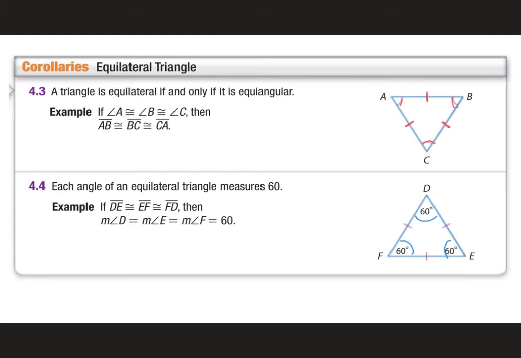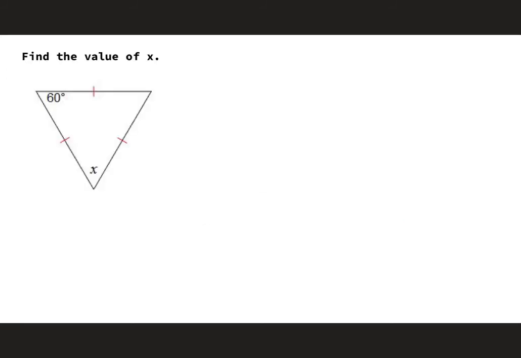Doesn't matter how large the triangle is, how small the triangle is. If it's equilateral, then all angles will be 60 degrees. So we can use this relationship to find missing information. Because we are told that all three sides are congruent because of the tick marks, then this is an equilateral triangle. So all angle measurements will automatically be 60 degrees. So x equals 60.